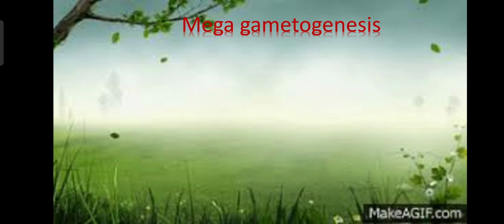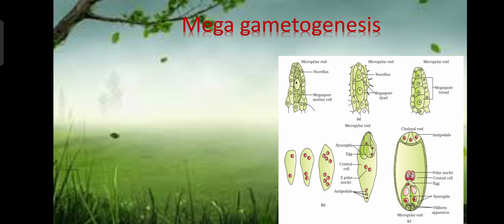Now we'll study the next concept called megagametogenesis. It is the process of formation of the embryo sac from a single megaspore. So a single megaspore develops into the embryo sac, and this we call megagametogenesis. How does it happen? As we know, there is formation of 4 megaspores.